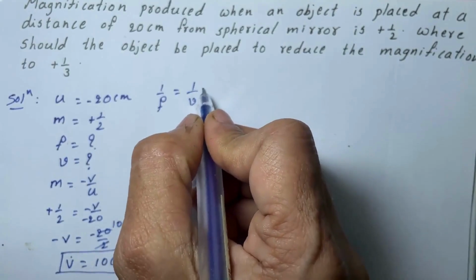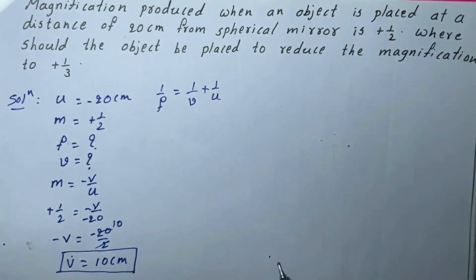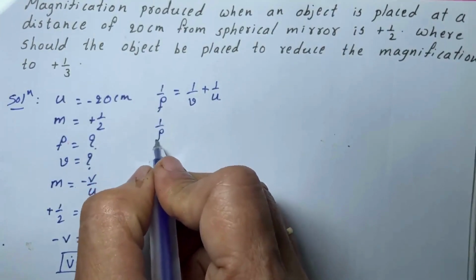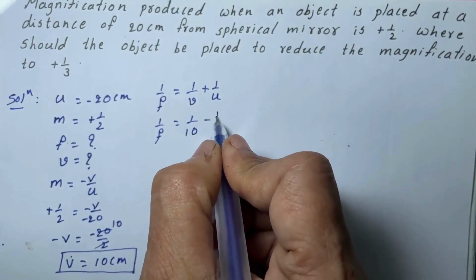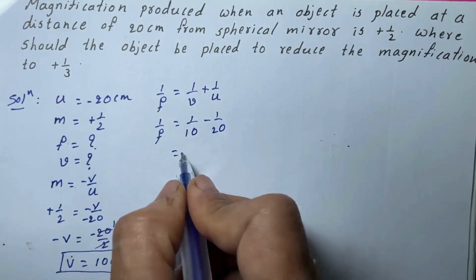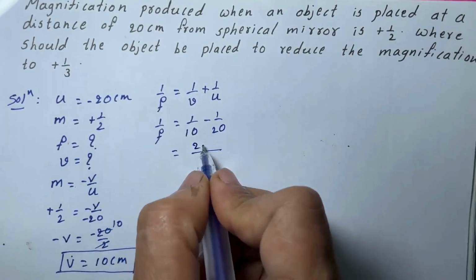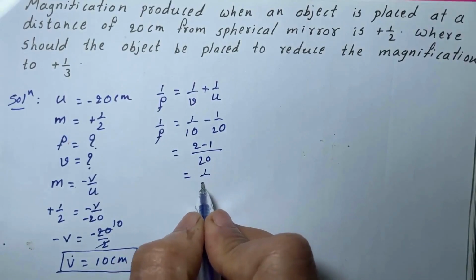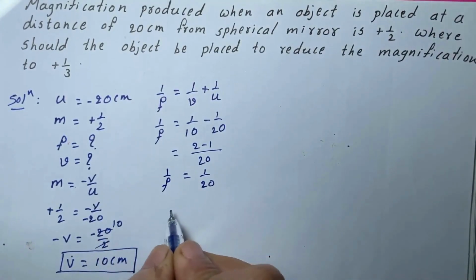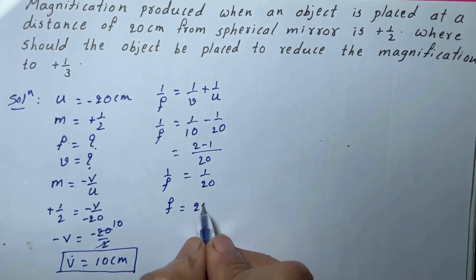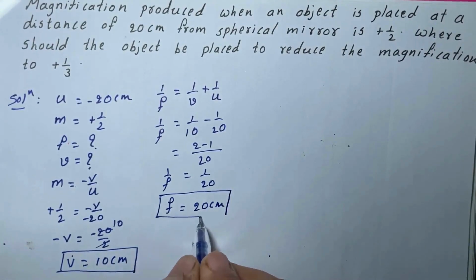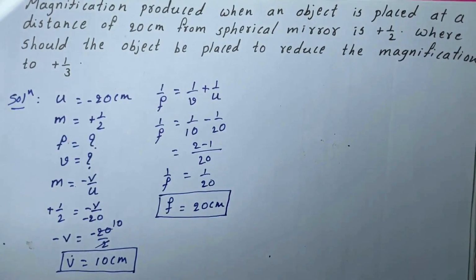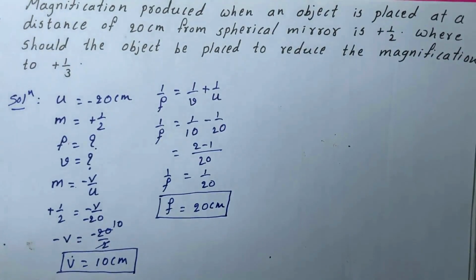1 by f is equal to 1 by v plus 1 by u, that is our mirror formula. So 1 by f is equal to, substituting the values, 1 by v is 1 by 10, and 1 by u is minus 1 by 20. LCM is 20, and 2 minus 1 is 1 by 20, that is 1 by f is equal to 1 by 20. From this, focal length f is equal to 20 centimeters. We got a positive sign, which shows that this is a convex mirror, because the focal length of a convex mirror is always positive.